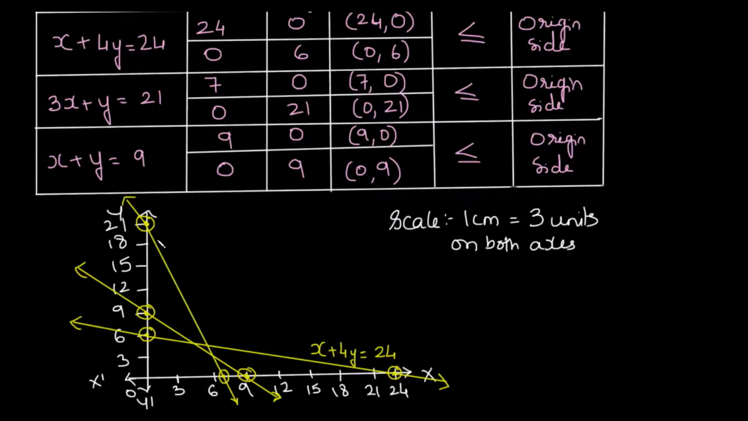Okay, write the equation of these lines over here. This line is 3x plus y is equal to 21. Let me write it over here: 3x plus y is equal to 21. And the third line, this line, is x plus y is equal to 9.